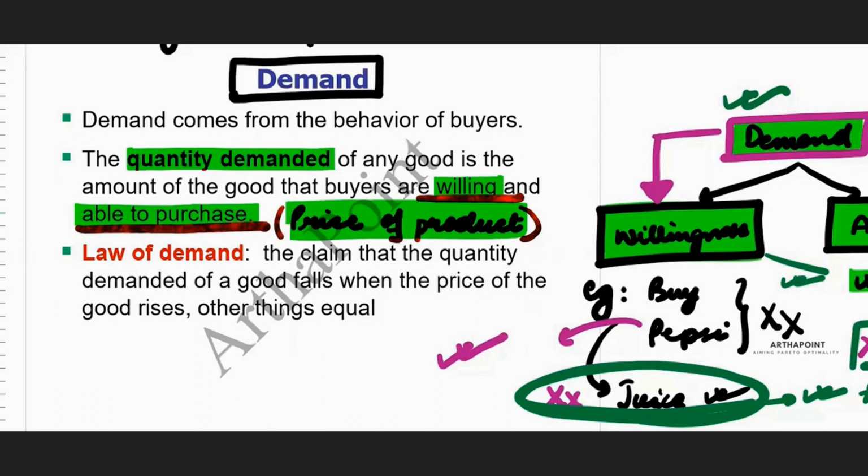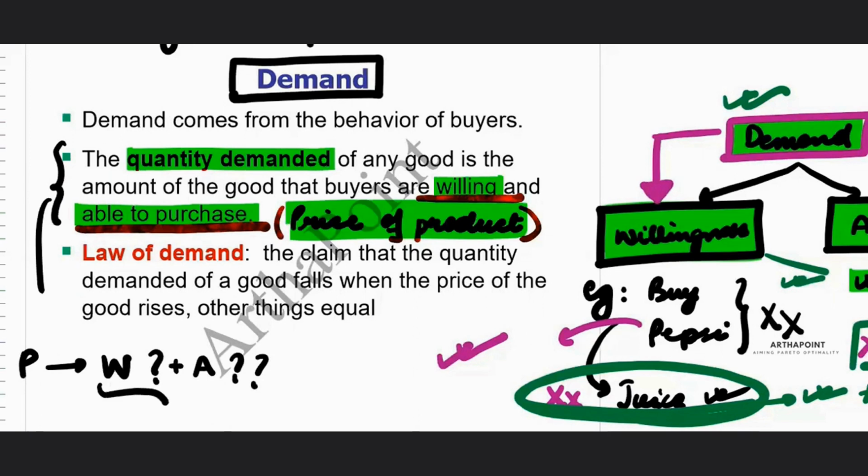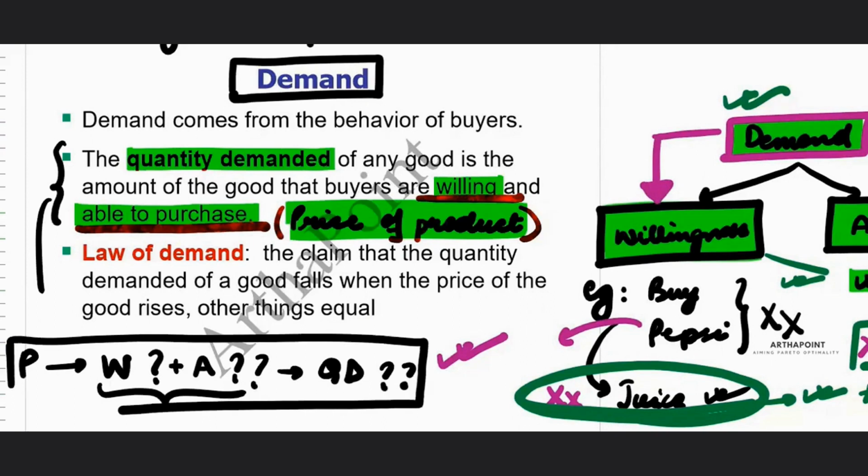So at the price that is given to you, what is your willingness to buy and what is your ability to buy? If you're able to do both, how much quantity are you going to buy? That is going to be quantity demanded. So quantity demanded of any good is the amount of good that the buyers are willing and able to buy. Both things should be simultaneously there.